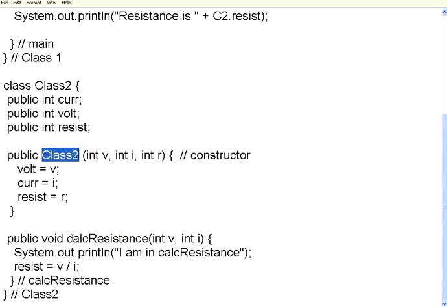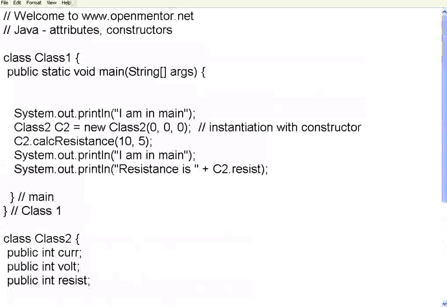Now I have got another public method, calculateResistance. As you all know, resistance is equal to V by I. So I pass these 2 parameters. All I do is use the attribute of the class itself to store the V by I value. Okay, fine. So how do you call this?